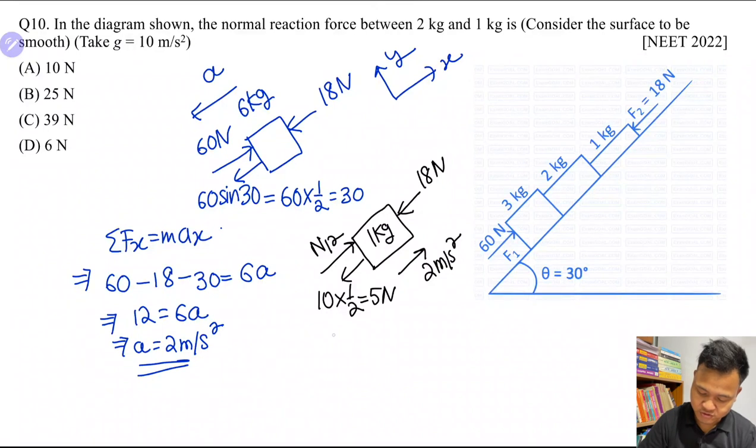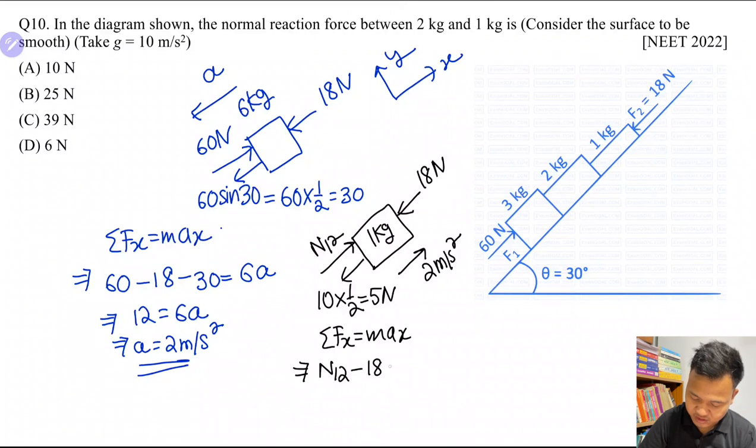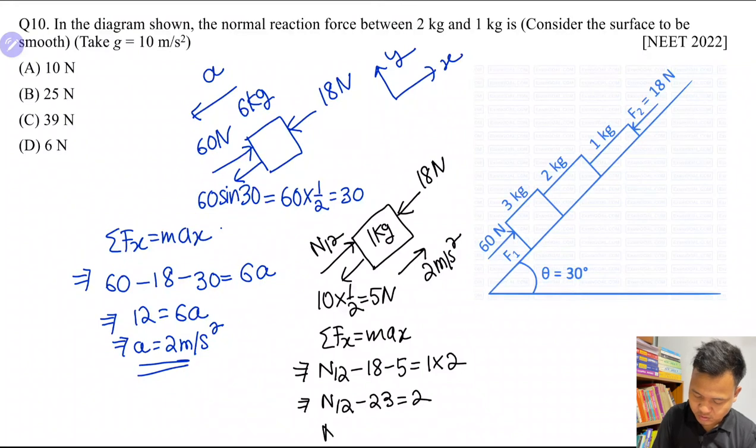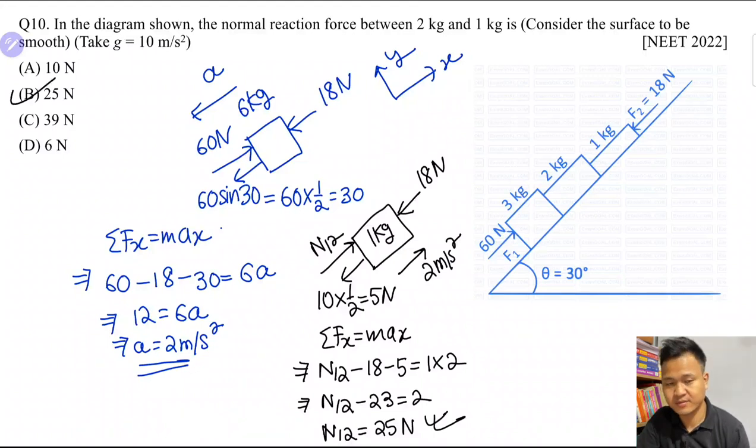So the force equation: Fx equals max. I have N on 1 due to 2 is positive, minus 18 is negative, minus 5 also negative. So this equals 1 into acceleration 2. So N on 1 due to 2 minus 23 equals 2. So N on 1 due to 2 is 25 Newton. So what is the answer? 25 Newton, the normal between the 1 kg and 2 kg blocks. Okay, next one.